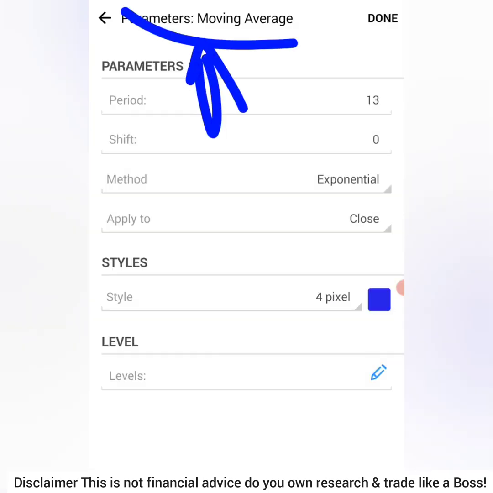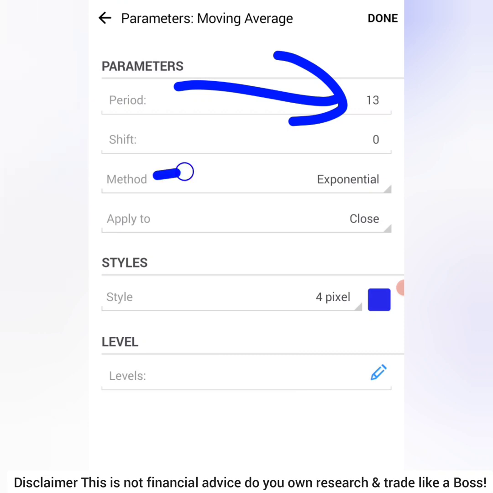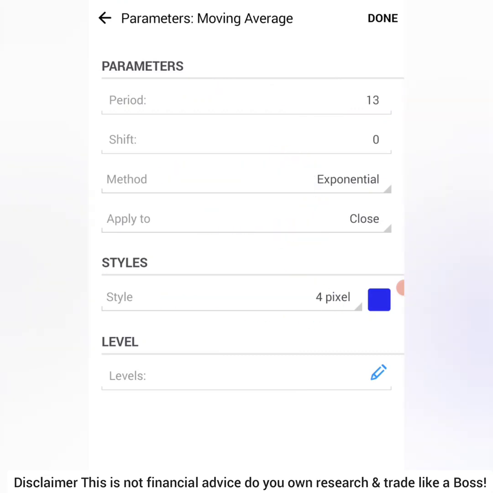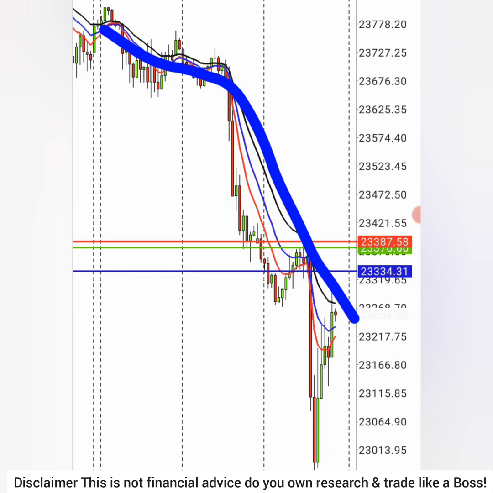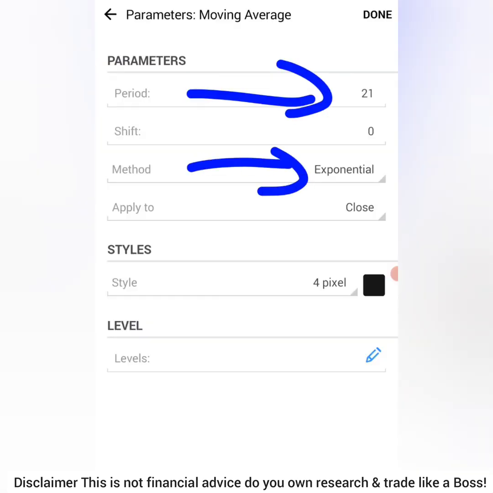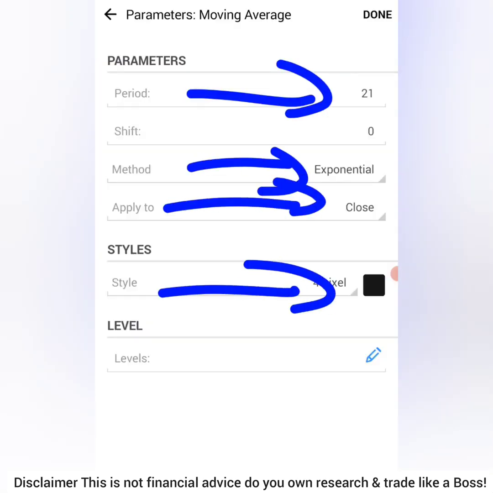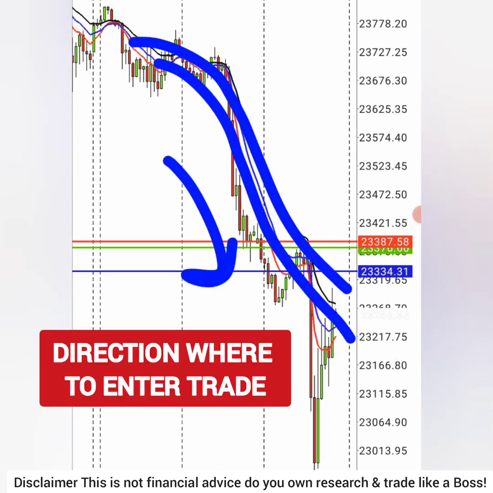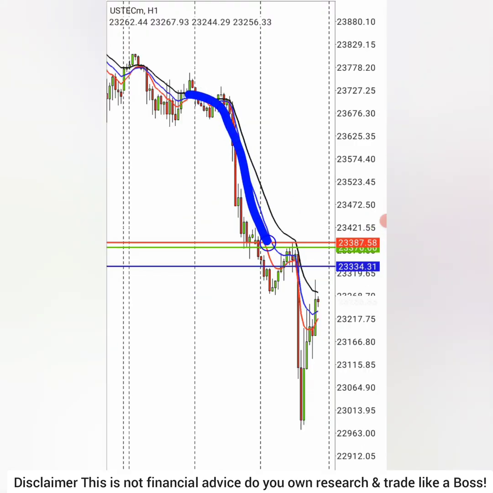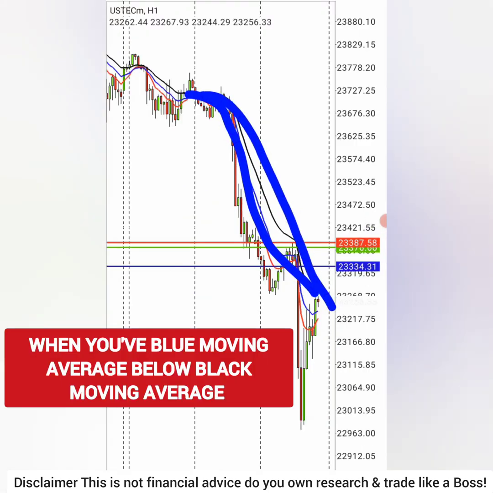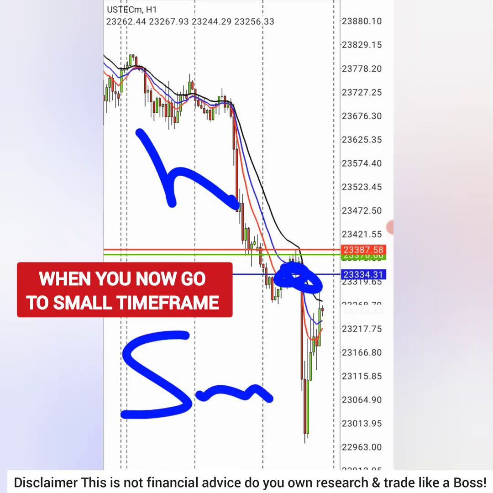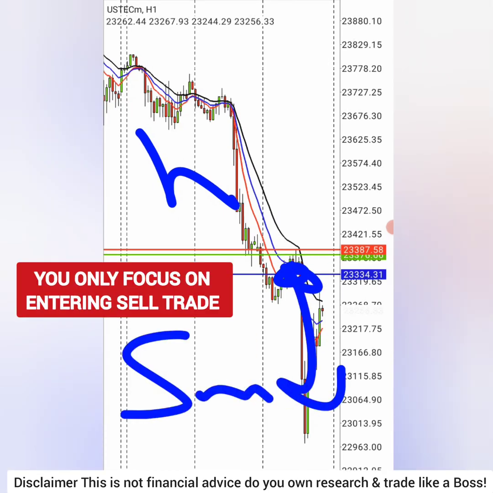The settings of the second moving average are period 13, method exponential, apply to close and color blue. Then the settings of the third moving average are period 21, method exponential, apply to close and color black. These two moving averages, the blue one and the black one, are the ones which will tell you the direction in which you must enter the trade. For example, when you have the blue moving average below the black moving average on the high time frame, when you now go to a smaller time frame, you only focus on entering a sell trade.